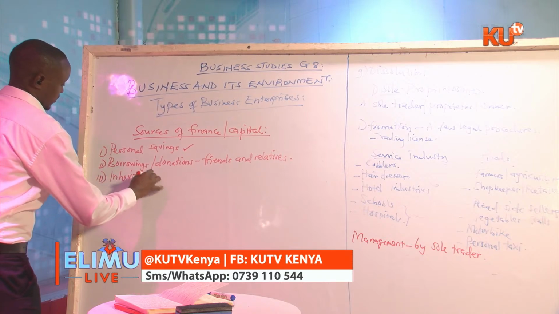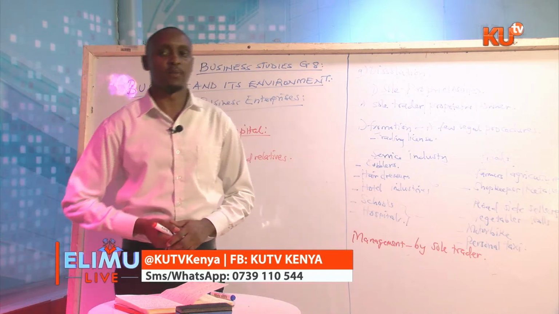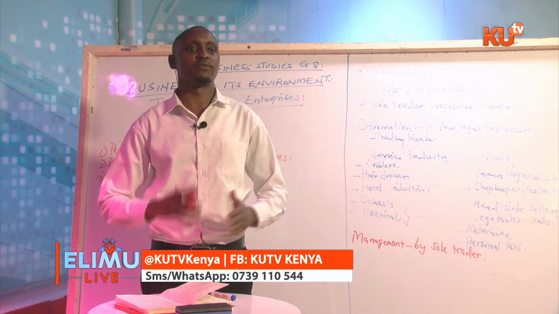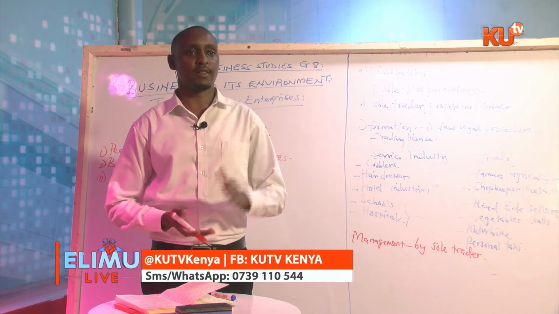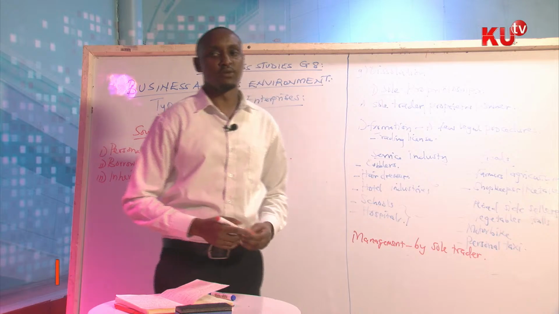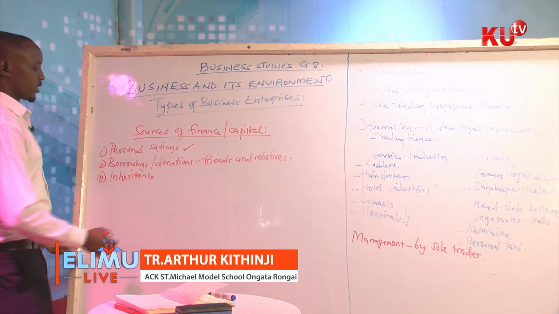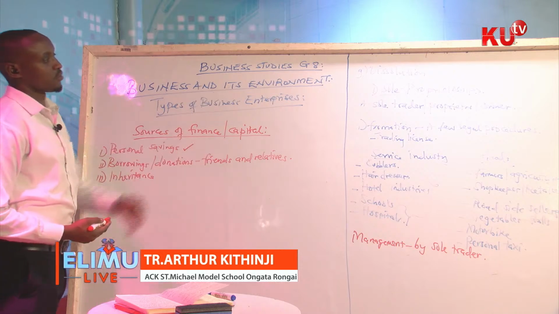Inheritance is what a person has gotten, maybe from their family members, from their father, from their mother, or from the family. So whatever you get, maybe you have inherited some cash from the bank. You can use that cash to start and run your business.